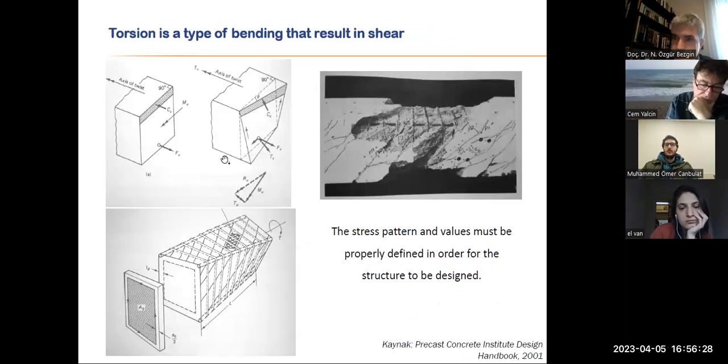For example, torsion. Torsion is a type of bending generating shear stresses, and it is a very critical element. And if overlooked, it creates an extreme amount of damage, okay? So we need to have that understanding, and prefabricated design also allows us to deal with this type of stress as well.